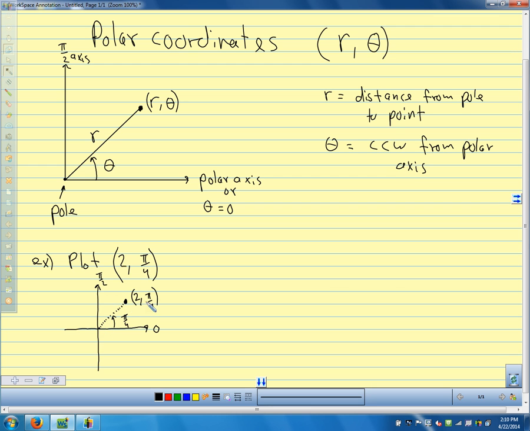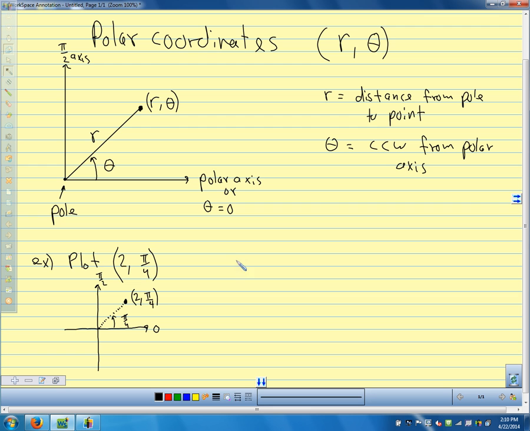Tomorrow when we do some graphing, when we're graphing equations, I'll give you polar graph paper. The polar graph paper has angles marked on it, and it also gives you circles where the radius is constant. So you plot this point on the circle that has radius 2. So that would be our point (2, pi over 4).